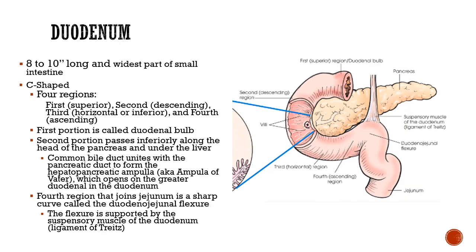The duodenum is 8 to 10 inches long and is the widest part of the small intestine. It's C-shaped. It has 4 sections. The first is called the superior portion, which is the top up here, called the duodenal bulb. The second is the descending portion, where it comes down. The second part passes inferiorly along the head of the pancreas and under the liver.